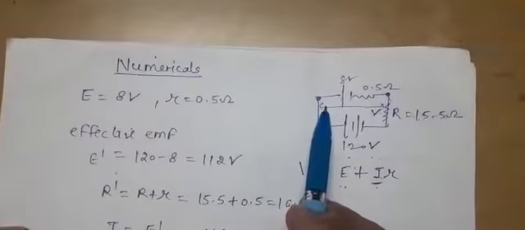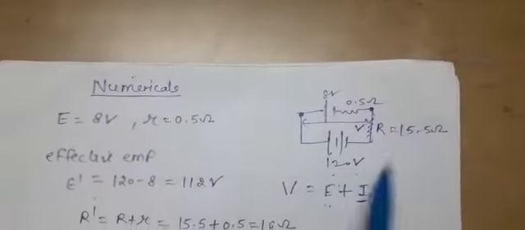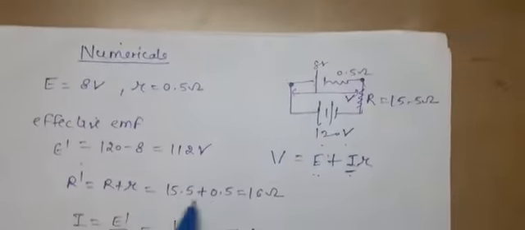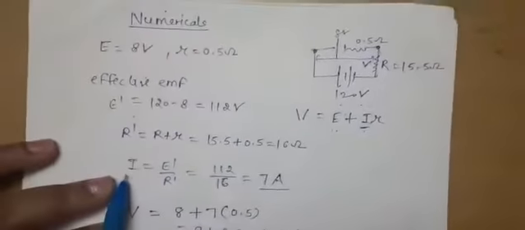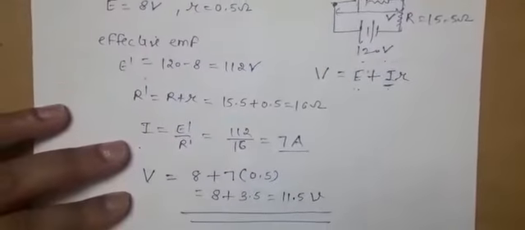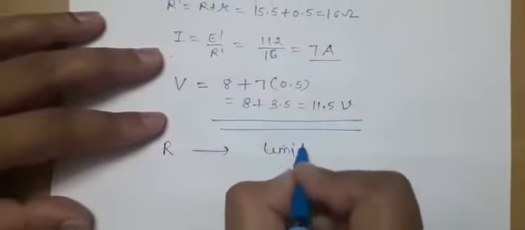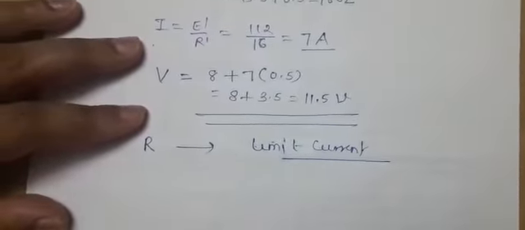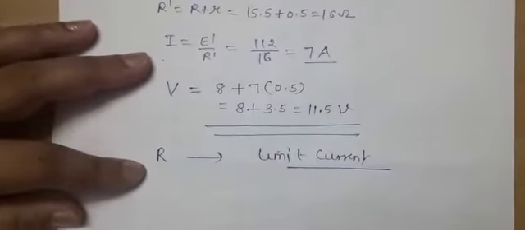Now one more point has been asked in the statement. What is the purpose of connecting series resistor in the circuit? See, if this resistor, that is 15.5, is missing, resistance will be low, current will increase. So here this resistor R is introduced in the circuit to limit the current flowing in the circuit. So wherever we have to limit the current, we must introduce some series resistance.